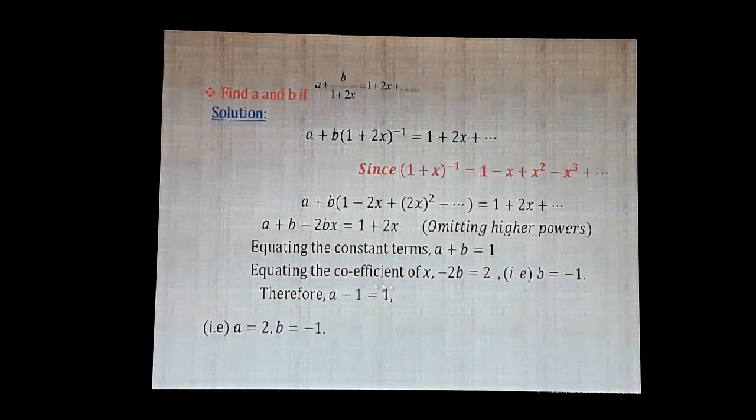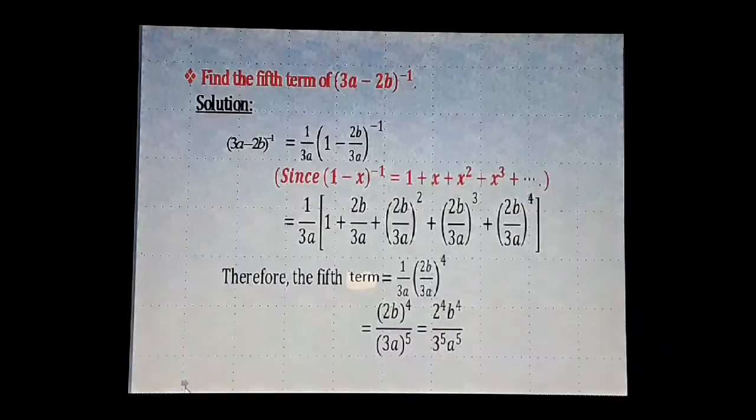Similarly, equate the coefficient of x on both sides. What is the coefficient of x in the LHS? Minus 2b. What is the coefficient of x in the RHS? 2. So minus 2b is equal to 2, which implies b is equal to minus 1. By putting this value b equal to minus 1 here, we get a is equal to 2. So the values of the unknowns a and b are 2 and minus 1.